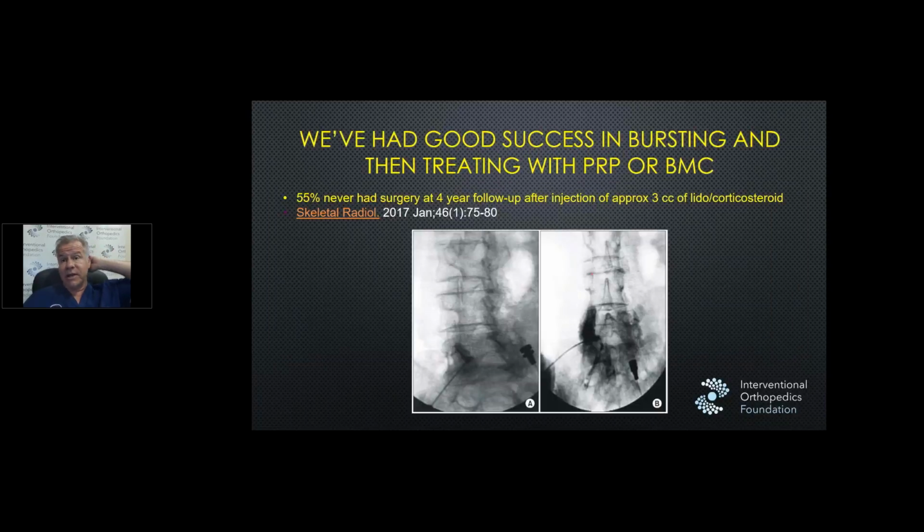Now, we've had good success with bursting these and then treating with PRP or BMC. Mostly PRP. This is actually a corticosteroid study that showed that if you did this, 55% of the patients never had surgery at 4-year follow-up, which is pretty good. I mean, you just scratch your head and wonder why anyone would get surgery for this condition when we know that if you just burst it, there's a pretty big chance you're not going to get surgery at 4 years. But many of these patients will be offered surgery without bursting this.